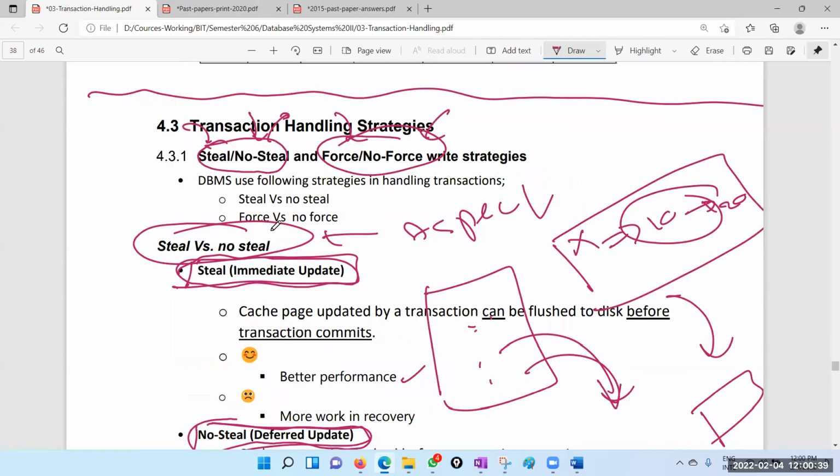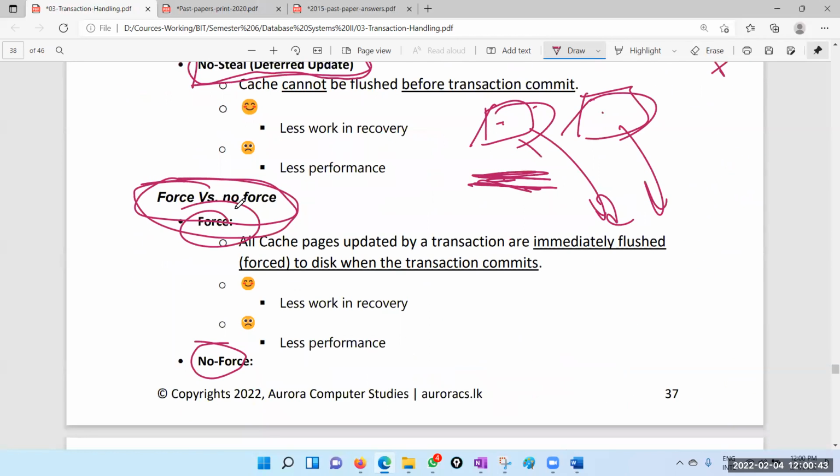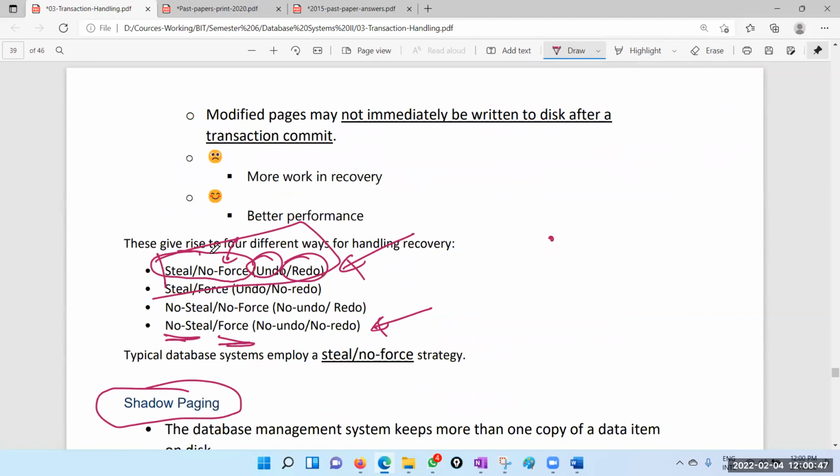These four possibilities: steal versus no steal, force versus no force. In your exam, mostly you have to assume that it is steal and no force. That means you have to do both undo and redo, unless the theory question asks otherwise.